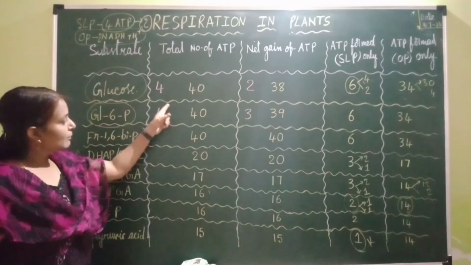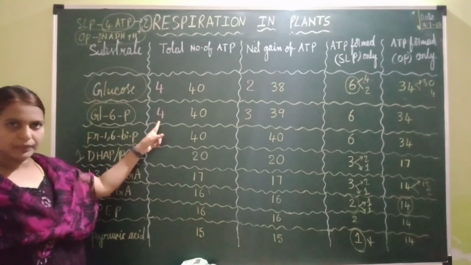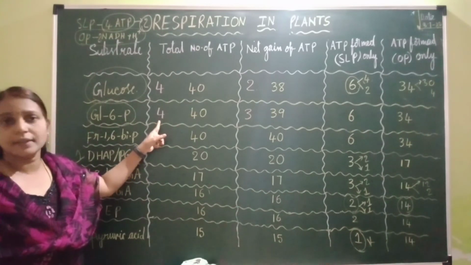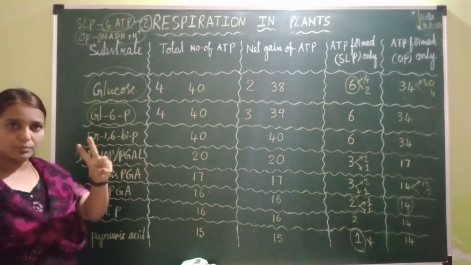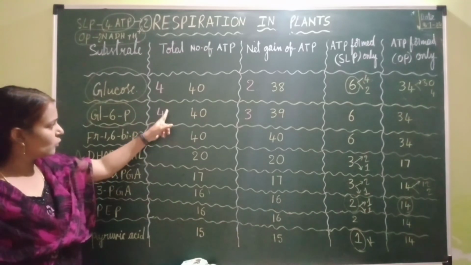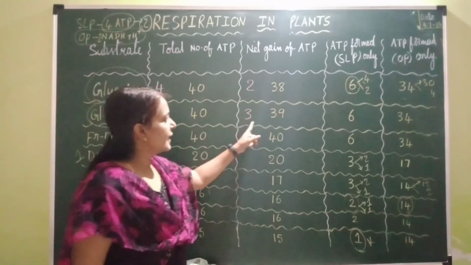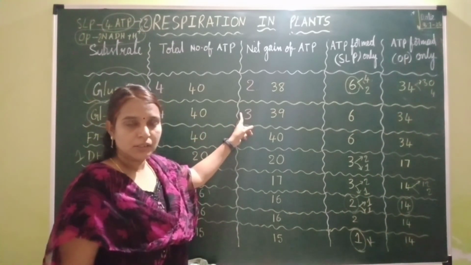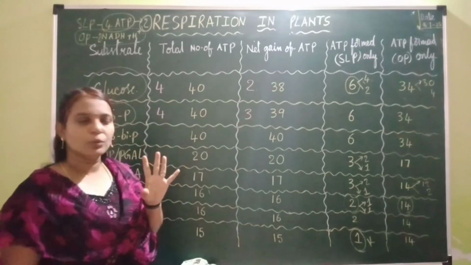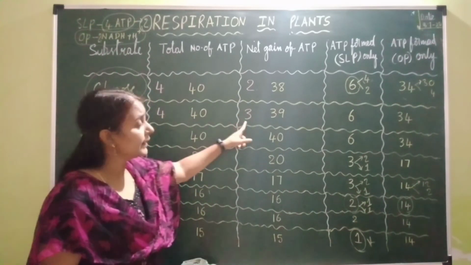Here the total number of ATP formed is 4, that we know at the 7th step and 10th step of glycolysis. At the 7th step 2 and the 10th step 2. So the total number is 4. Now why is the net gain 3? Because only 1 ATP is consumed. Among the 4 ATPs formed, only 1 ATP is consumed.